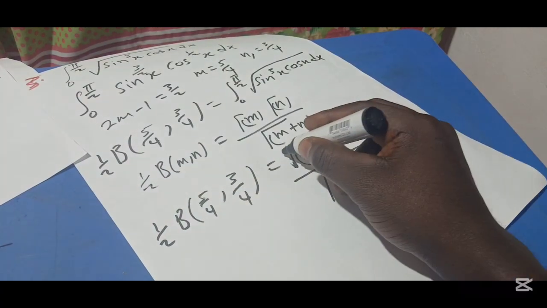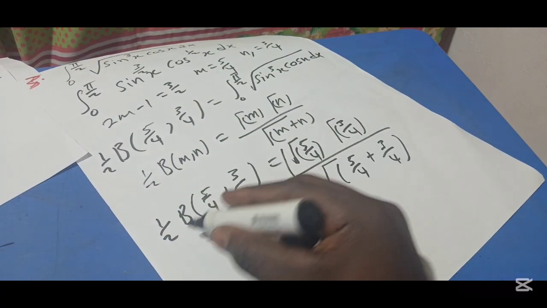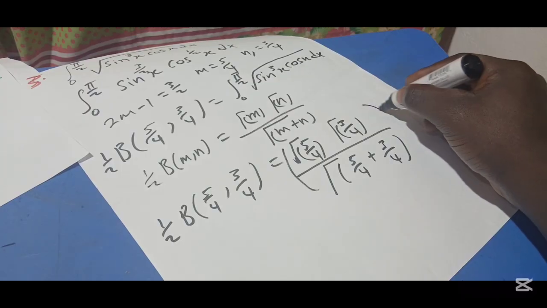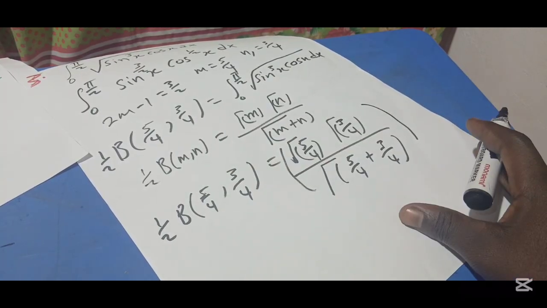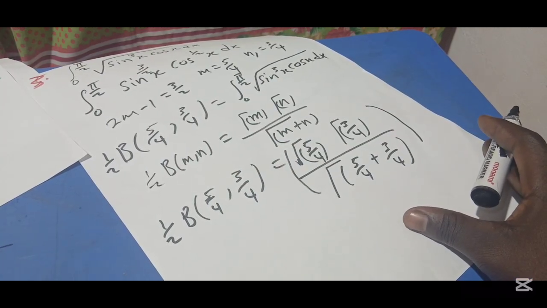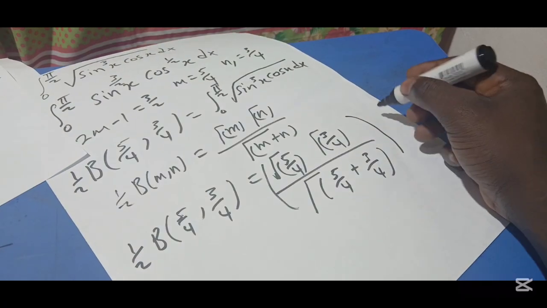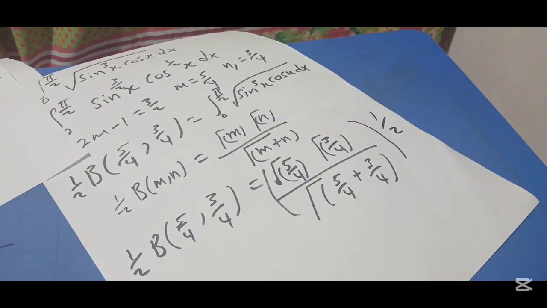Like as usual, don't forget to bring your half. It's somehow confusing, but let me leave it for now. When we are done, we just multiply through by it. Better still, let me bring it here before we forget.